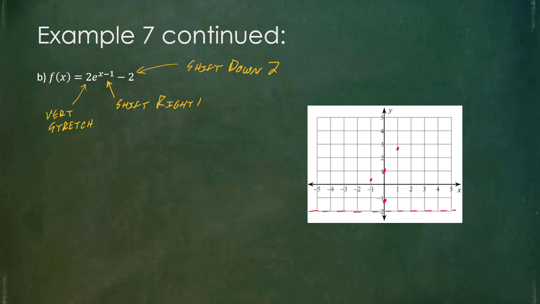If I do the same thing with (0, 1), first I would double it by the stretch, so that would turn into (0, 2), move it to the right 1 place, and then down 2 places. I'd end up here at (1, 0).